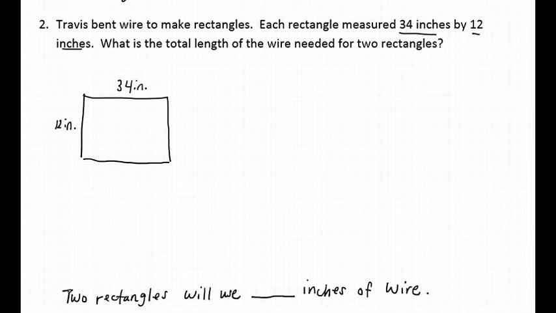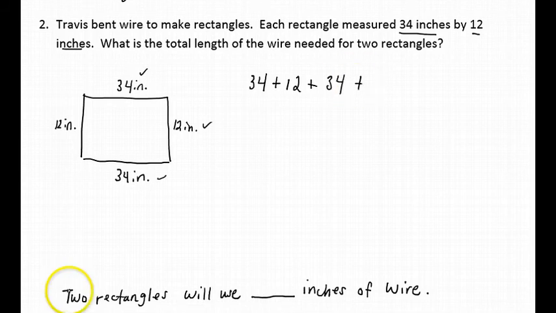If we're going to make the rectangle out of wire, what we're really trying to find here is the perimeter. So I'm going to label the other 2 sides as well. And I need to find the perimeter of one of the rectangles. That would be 34 plus 12 plus 34 plus another 12. I'm going to change the order of my numbers using the commutative property to make them a little bit easier to add. I'm going to change it to 12 plus 12 plus 34 plus 34.